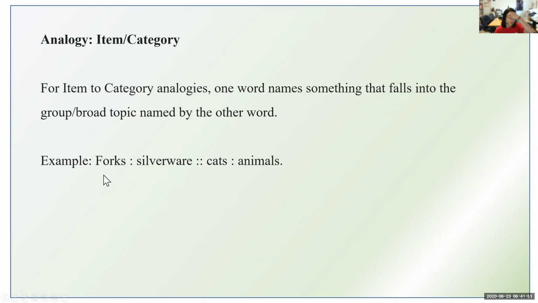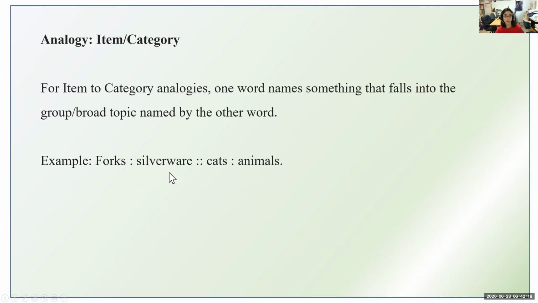So basically what that means is forks is one of the items that can be found in the larger picture, the larger category of silverware. Just as cats, again, one small item, are to animals. So basically animals gives the group, the broader topic, the larger picture. That's why forks are to silverware, just as cats are to animals.